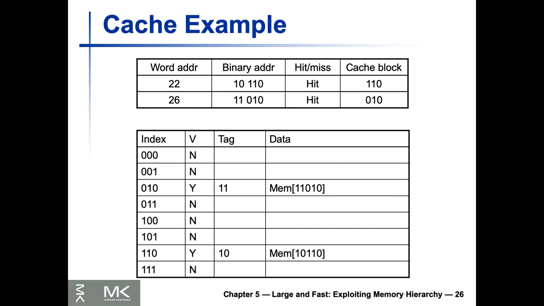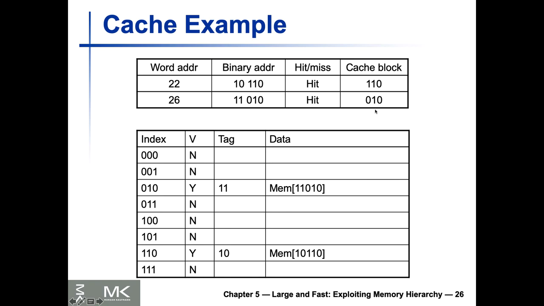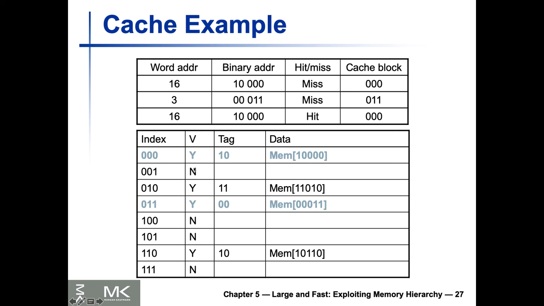All right, so the next one. Here, you were trying to find the data inside the index of 000, right? Previously, it was empty. Nothing was there. That's why you had to come down to memory, fetch the data, bring it back up to fill this block, and then set this from N to Y, 0 to 1, and that was a miss again, okay?